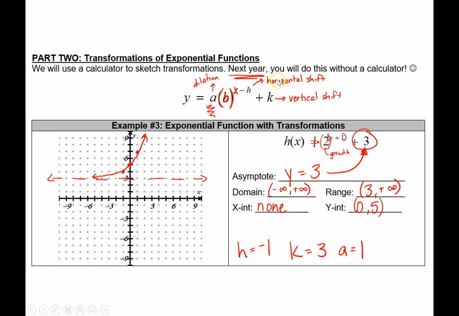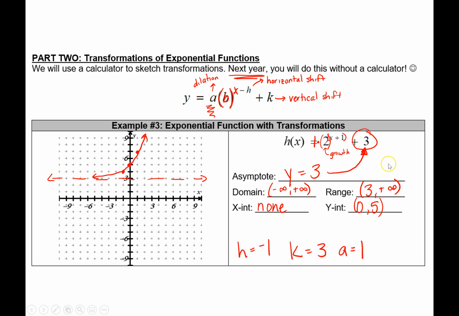We're not going to worry so much about dilation and horizontal shift right now because that will be something you do next year. But if you're just asked and given the equation for the horizontal asymptote for an exponential, remember that you don't have to do all the work of graphing it. You can just look at the k value and get that value for your asymptote really quickly and easily.